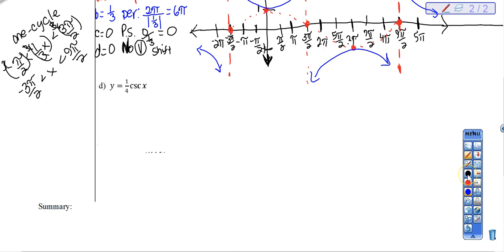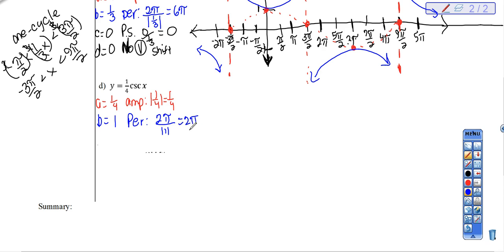Here we have y equals 1/4 cosecant x, reciprocal of sine. So our A term is 1/4. So that means that our unit circle now has a radius of 1/4. So our amplitude is definitely crushed down to the absolute value of 1/4, which is 1/4. Your B term is 1. So that means your period is not changed. So that's 2 pi divided by the absolute value of 1, or 2 pi.